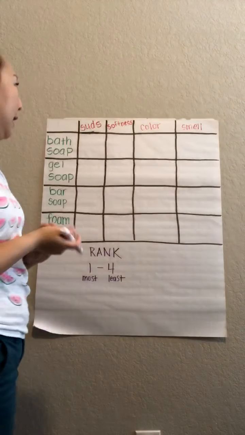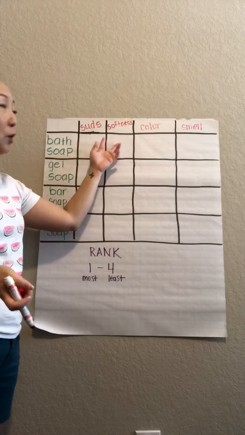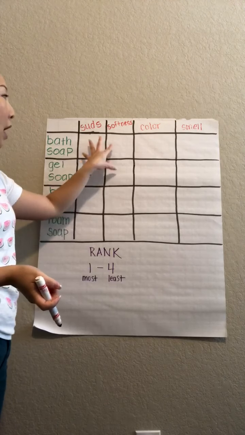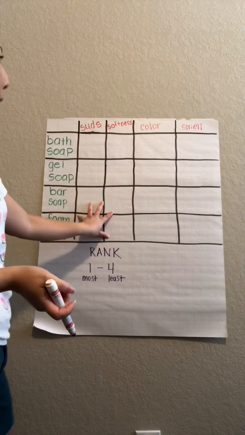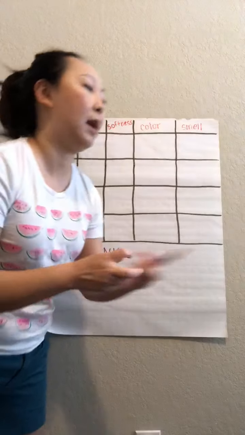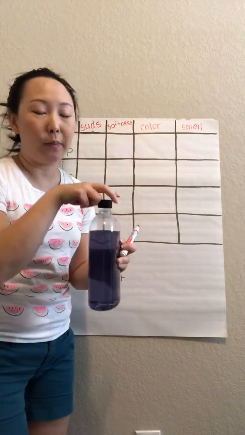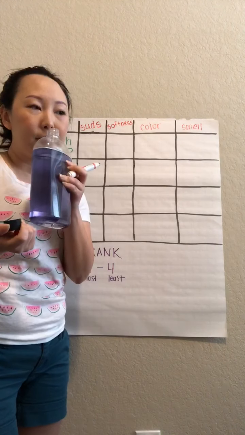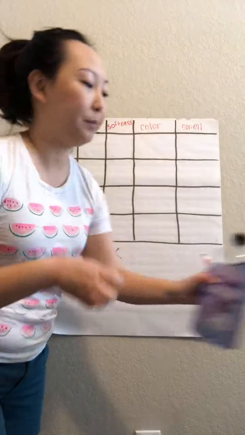So I'm going to give you a little example, okay? So for the bath soap, I need to go wash my hands with soap and water. Then I'm going to record the data here for the suds and softness for each of these, but I can do the color and smell before I even wash my hands, right? I can just kind of take a sniff. So I'm gonna do an example with the bath soap. Open it up. It smells like lavender, which is a flower.